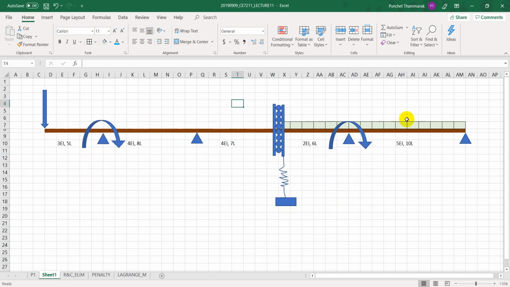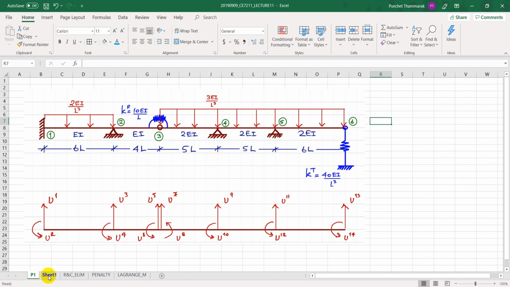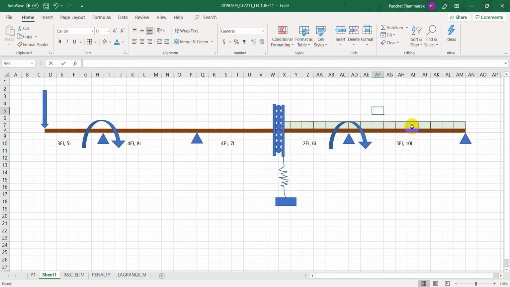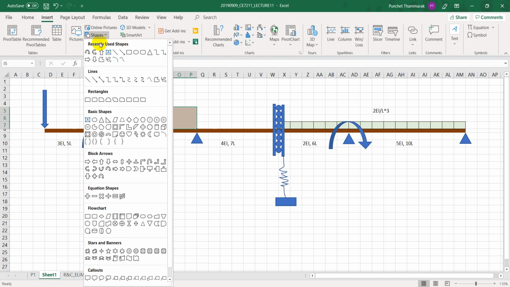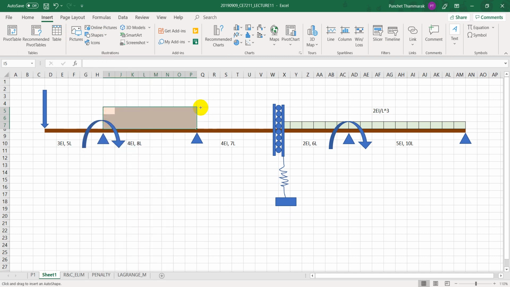Okay, we have the applied force like this. Previously, what did we use? 3EI over LQ. Yeah, just make it 2EI over LQ. This is the magnitude of the distributed force. I make this one and this one.